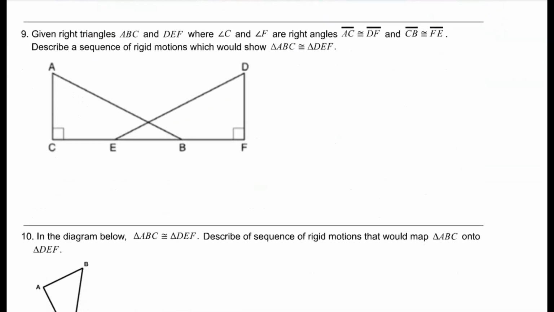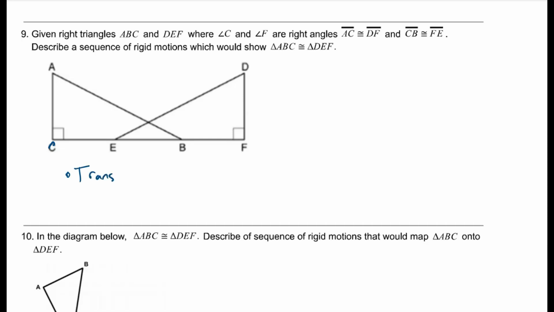Number 9. Given right triangles ABC and DEF, where angle C and angle F are right angles, and all that other information, they're telling me that these sides are the same and that this is congruent to this. Describe a sequence of rigid motions that would map ABC onto DEF. Notice that none of my vertices are touching. I need B to be on E, I need C to be on F, and so on.